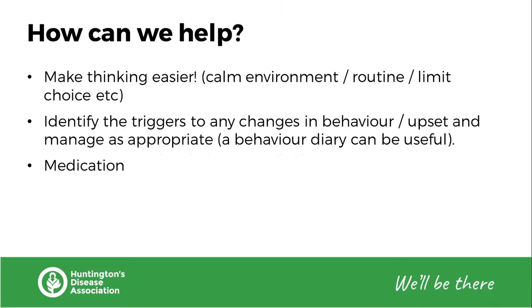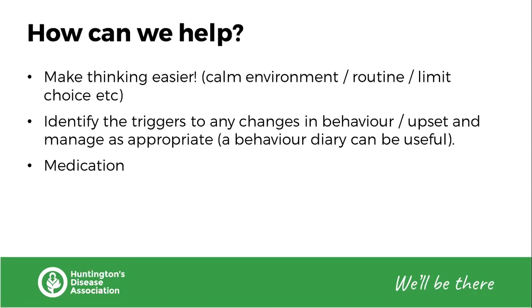So how can we help with these mood changes and when people become agitated? Well, the first thing is making thinking easier. So these are the things that we talked about earlier. So it's having that calm environment, the routine, limiting choice, etc. That takes some of that cognitive load off people, those thinking challenges, and just actually makes life a little bit easier.